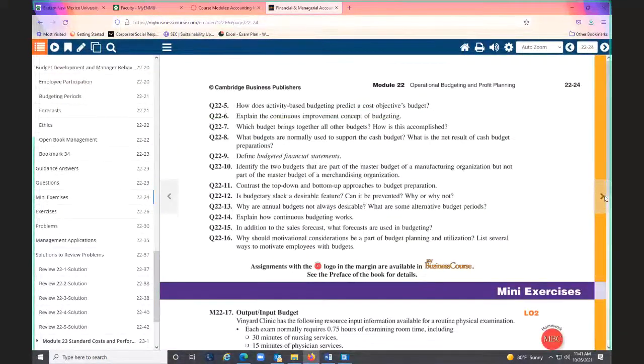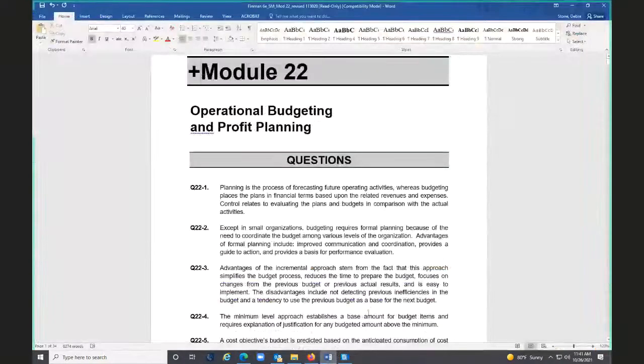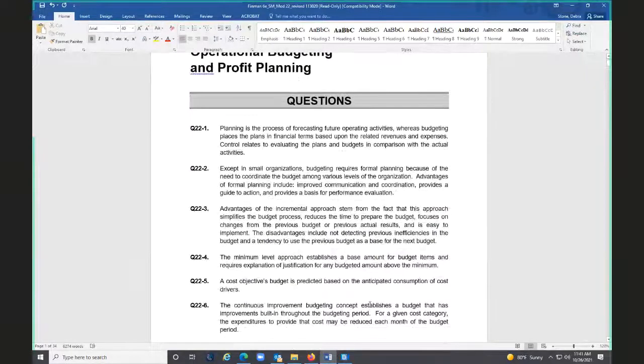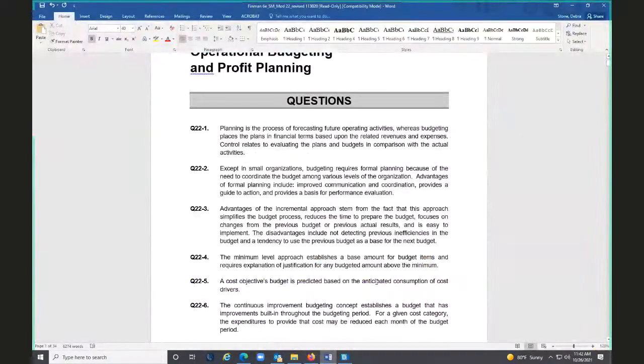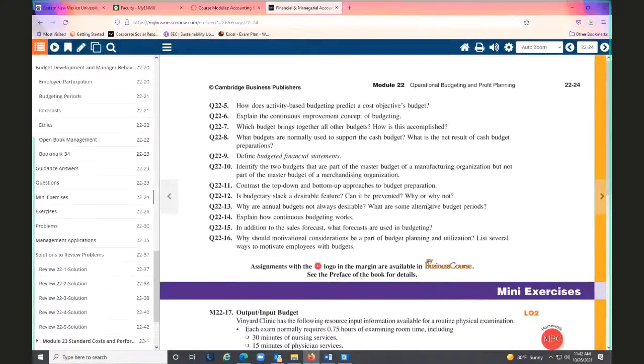And how does activity-based budgeting predict a cost object's budget? That's 22-5. A cost object is predicted based on anticipated consumption, because remember, activity-based is based on consumption. So another way of looking at it, explain the continuous improvement concept. Here we're looking at establishing a budget that has improvements built in through the process, so that the cost can continually be reduced and improved every month. Okay, that could be another way that you might want to look at it.